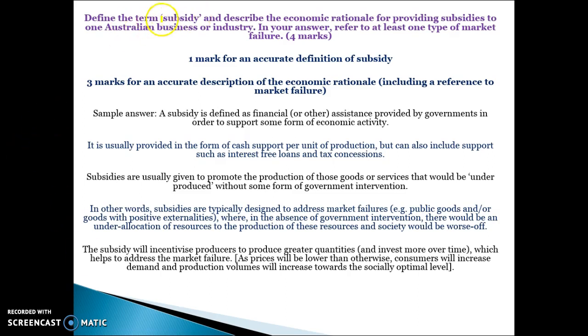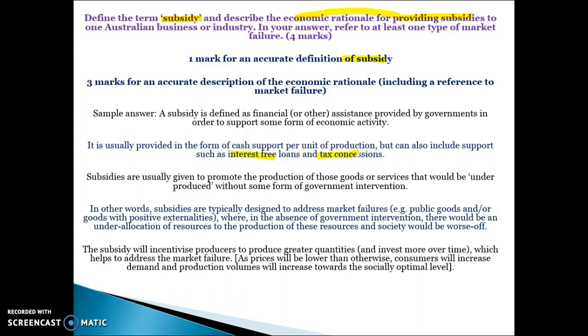This one says, define the term subsidy and describe the economic rationale for providing subsidies to one Australian business or industry. In your answer, refer to at least one type of market failure. So getting 1 mark for defining the subsidy and 3 marks for an accurate description of the economic rationale for subsidies. So a subsidy is defined as financial assistance provided by governments in order to support some form of economic activity. It is usually provided in the form of cash support per unit of production, and it can also include things like interest-free loans to assist businesses or tax concessions where they reduce their expenditures.